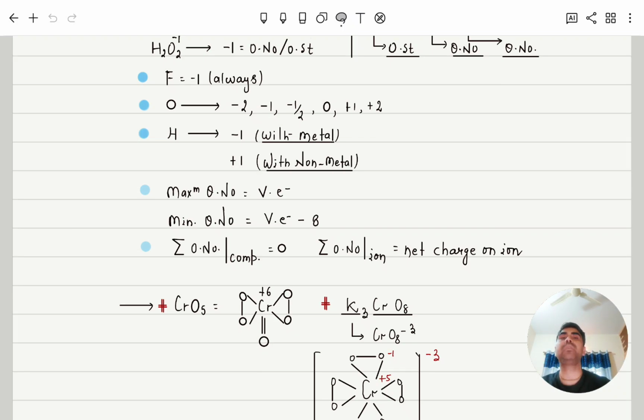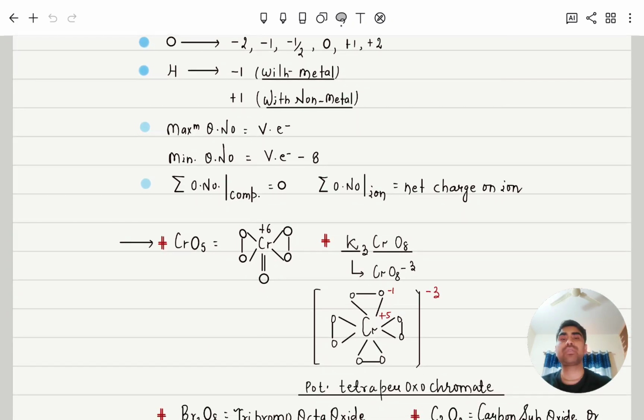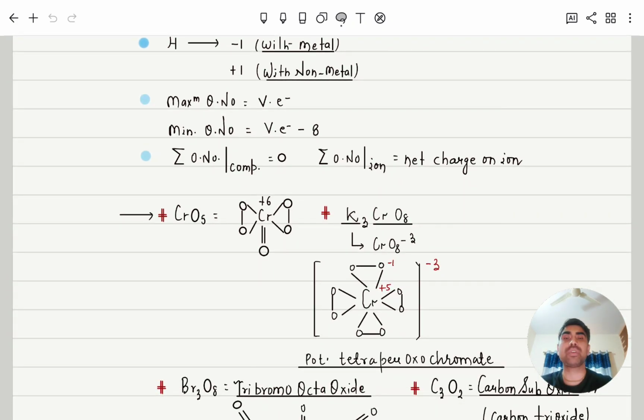So for some of the compounds, you should know the structure, like H2SO4, H2SO5, H2SO3, H2SO6, S2O6, H2S2O7, H2S2O8. These are all those we studied in classes. Here you can see some important examples for which we cannot calculate the oxidation number by the algebraic method, like here you can see CrO5.